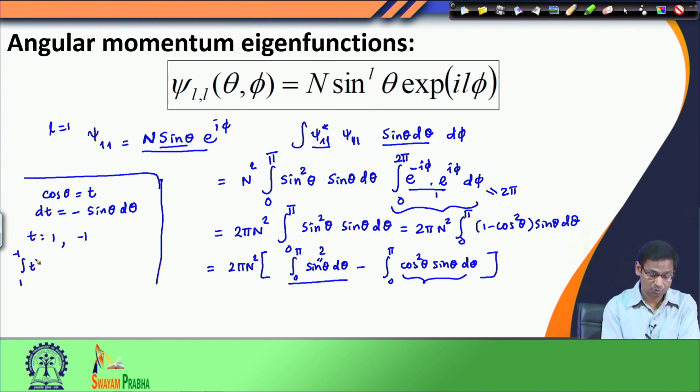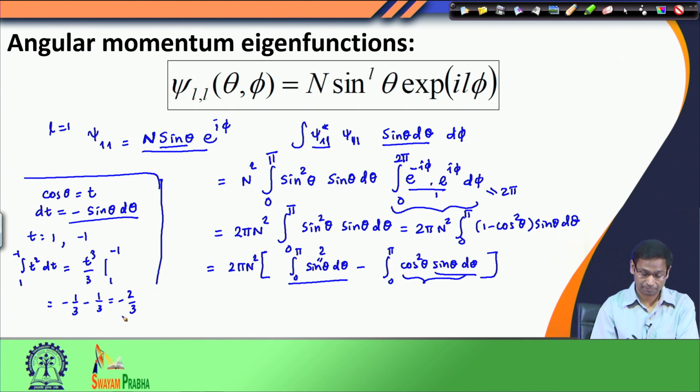Now, I am left with t square dt. dt is minus sin theta d theta, so this minus sign is also included in this term now. So, this is t square dt, which you know as t cube by 3, going from 1 to minus 1. So, minus 1 by 3 minus 1 by 3, that gives me minus 2 by 3. This is the result of this. So, 2 minus 2 by 3, times 2 pi n square, is 4 by 3.